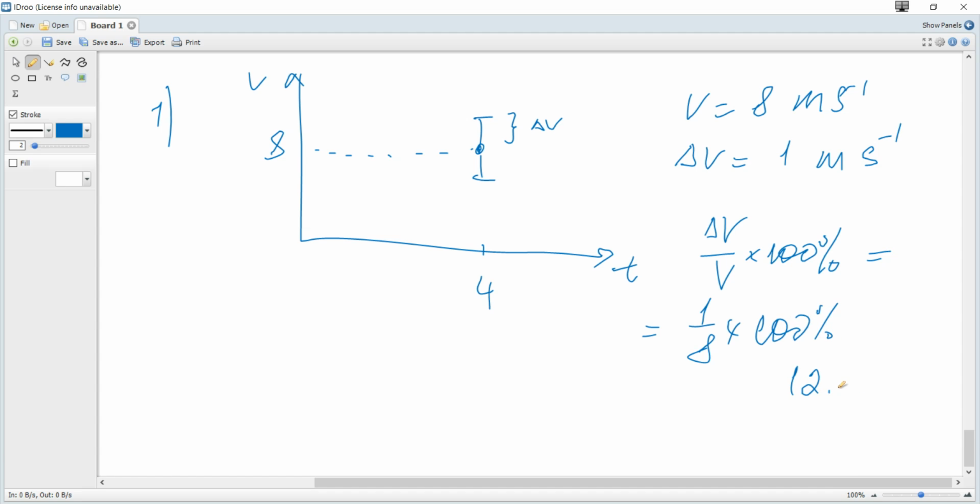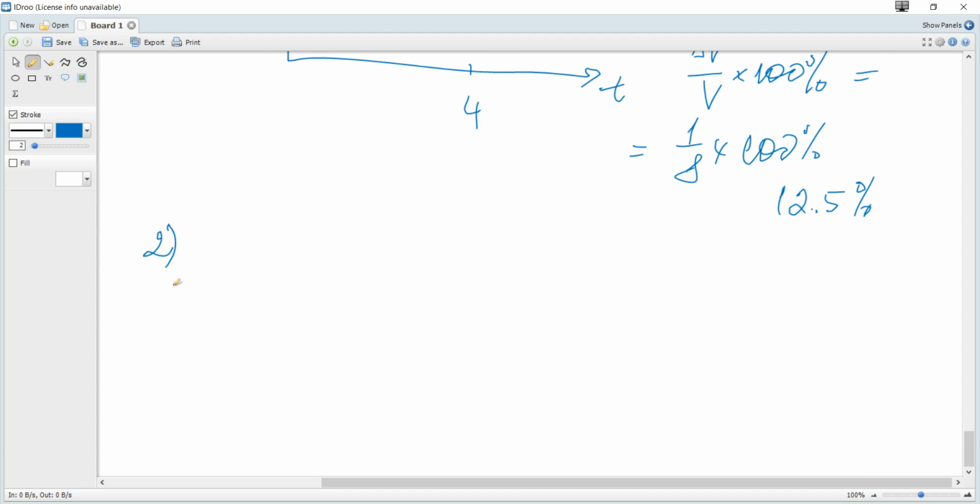It's 12.5%, and options are 20, 10, 8, 5, and we can see that it's approximately 10% to one significant figure, and hence it's B, 10%, plus minus 10%.